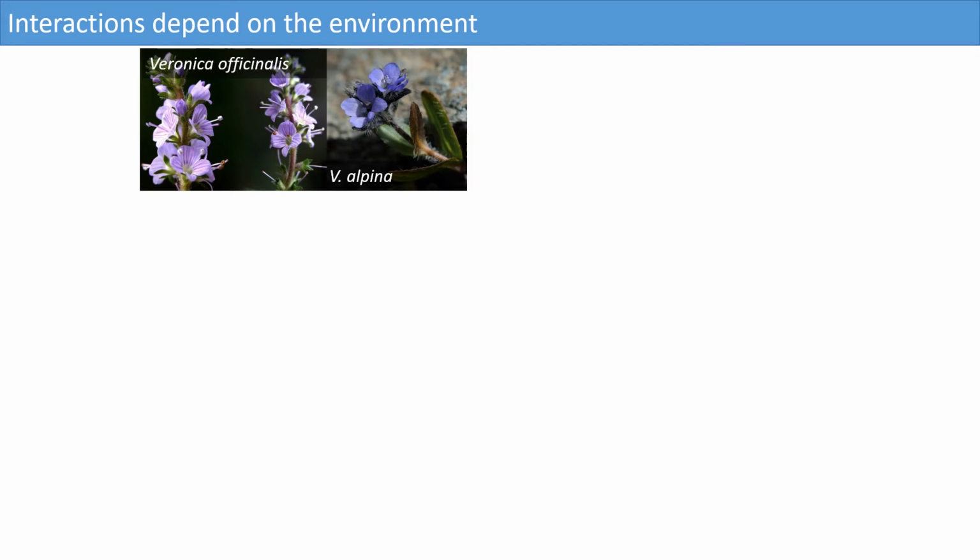Classifying the interactions is a quite useful tool, but as we will see throughout these lectures, it is not a straightforward task. For instance, interactions often depend on the environment. Whether they're positive or negative will be determined not only by the organisms involved, but also by the environment in which these organisms are found.